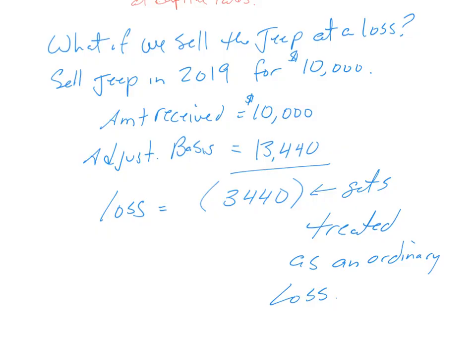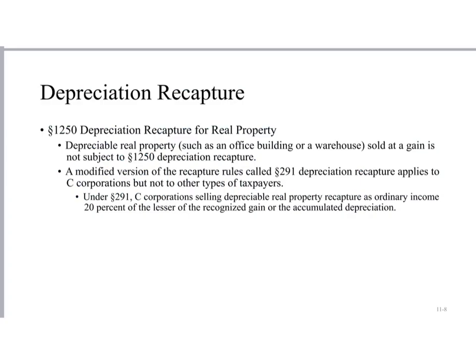All right, let's talk briefly about Section 1250 property. Okay, so Section 1250, there used to be depreciation recapture for real property. That has pretty much ended, except for in the case of C corporations. All right, and in C corporations, it's called Section 291 depreciation now. All right, because there's a different code section that talks about it. And so it's a very specific rule.